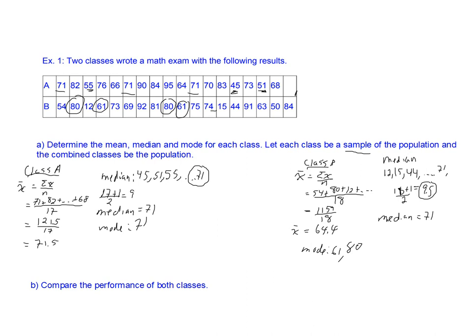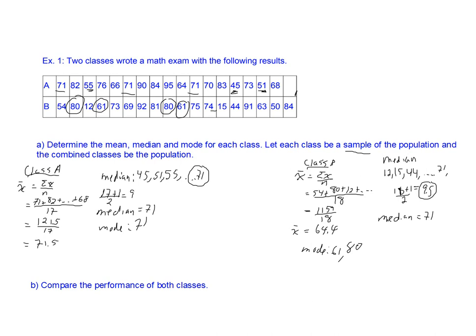Part B of this question says to compare the performance of both classes. So you can see that both classes have the same median. The median is the middle mark. So the middle mark is the same for both classes at 71. Turns out that the mode of the one class was also 71.